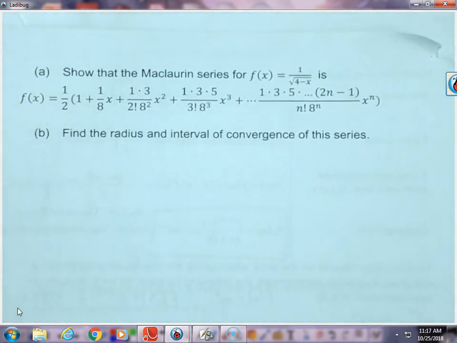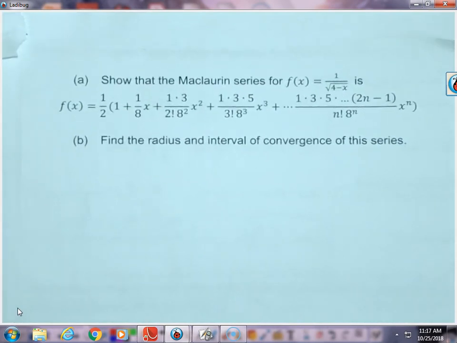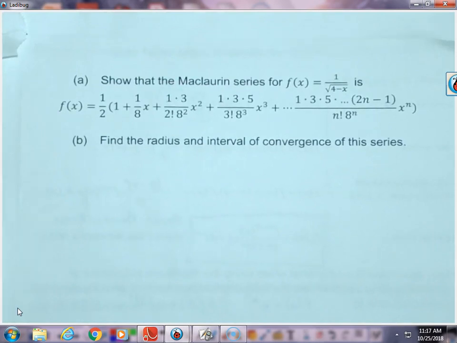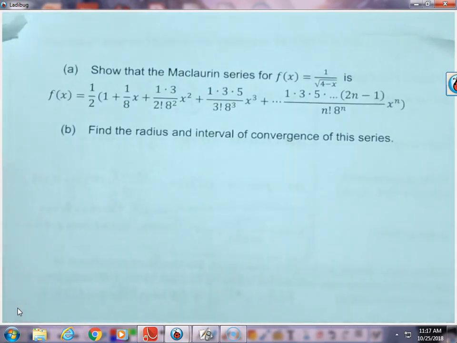Now this one says, show that the Maclaurin series for this is equal to that, and find the radius of convergence and the interval of convergence. I don't know. You want to do this one first or a Taylor series first? You got a preference? Okay. All right. This is the big one, and the other one's not so bad. Let's get the big one out of the way.